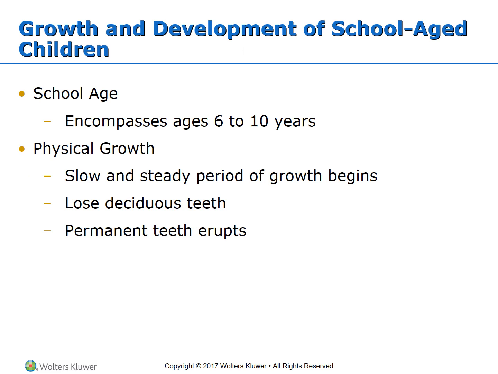School age encompasses the ages of 6 to 10. At 6 years of age, they're active, they have limited attention span. By 10 years of age, they enjoy solitary activities. Their physical growth is slow and steady. They lose their deciduous teeth and their permanent teeth come in.